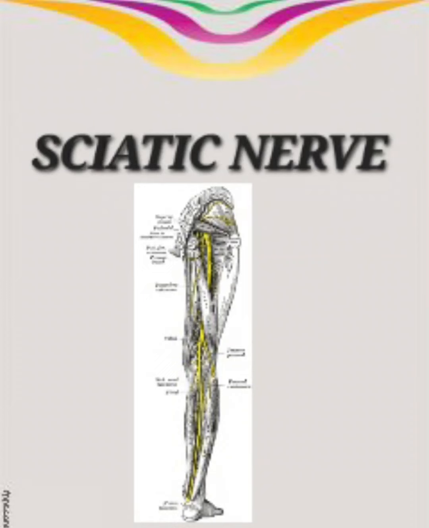So now we are going to see about the sciatic nerve. It is one of the nerves in the lower limb. The yellow color, which you can see here, is the sciatic nerve.